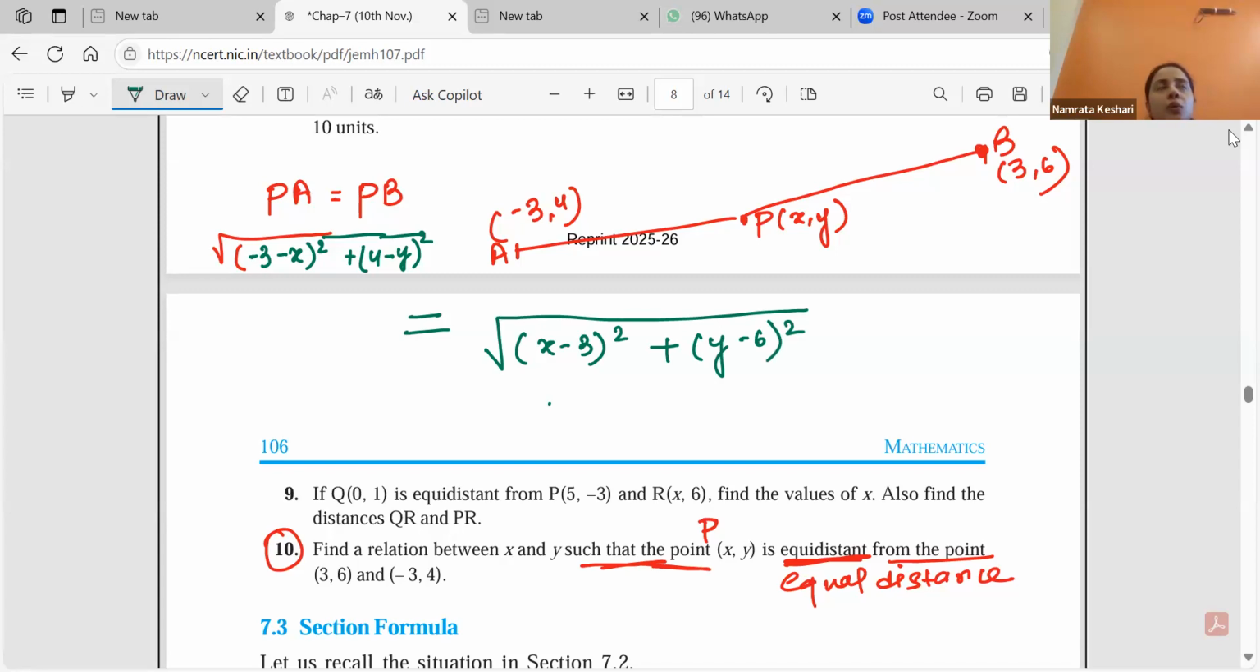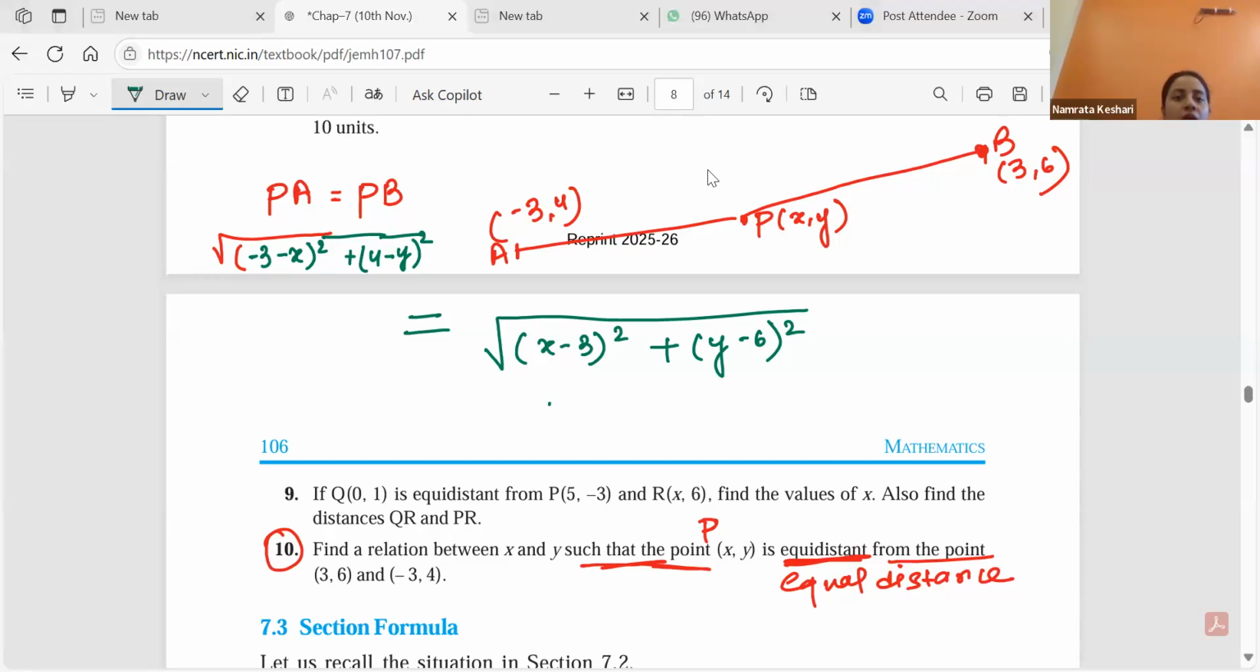Then in quadratic equation chapter, who joined just now? Okay, Samya. We are doing question number 10, which says find the relation between x and y such that the point (x, y) is maintaining equal distance from this and that, which you can see on the screen. P is maintaining equal distance from A and B. So that's why I have written that the distance PA and the distance PB will be exactly the same. I am not saying it, the question says that.